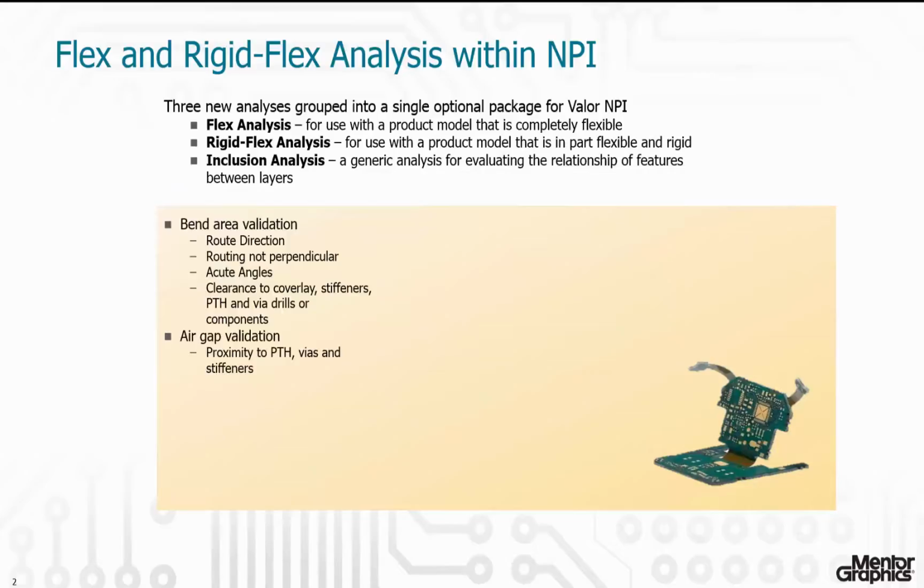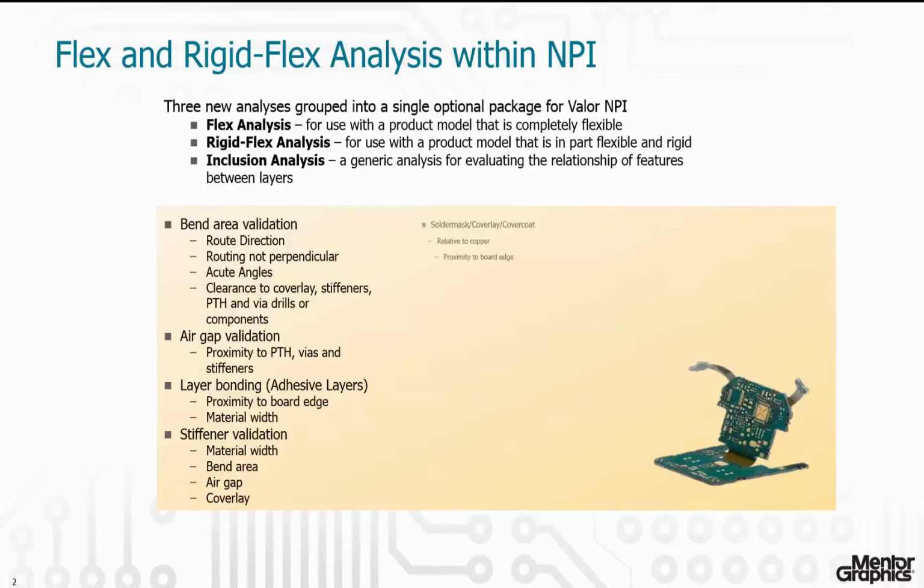We also have the air gap layer, where we validate proximity to plated through hole vias and stiffeners. We have what we call the layer bonding layer, which is also known as adhesive layers, where we look at the proximity of the board edge and material widths. We have a stiffener layer, where we're validating material widths, bend areas, air gaps, and coverlays.